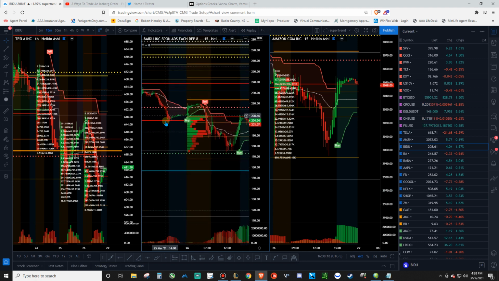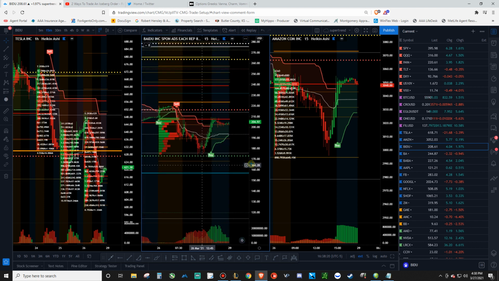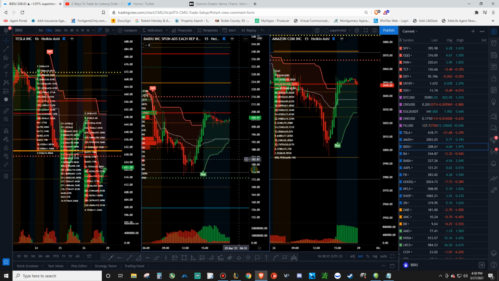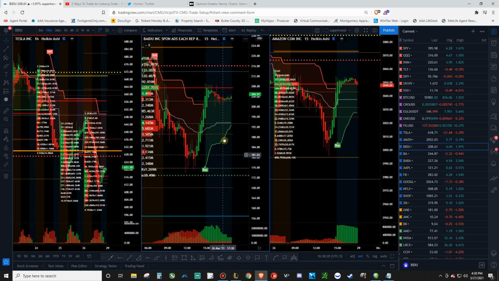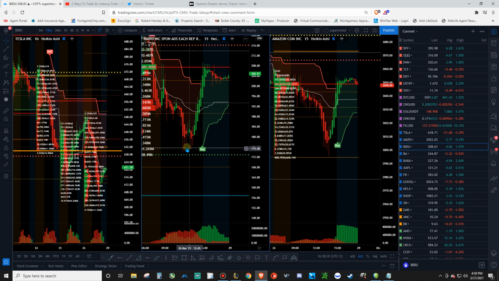So we're looking at a massive dump and a massive dump in a row, but it's coming right into a support zone. And you know what I do? I freaking try to buy puts here like an idiot. Why would you buy puts at a monthly pivot and a quarterly close? So you got Baidu here at massive support. They of course ripped it.